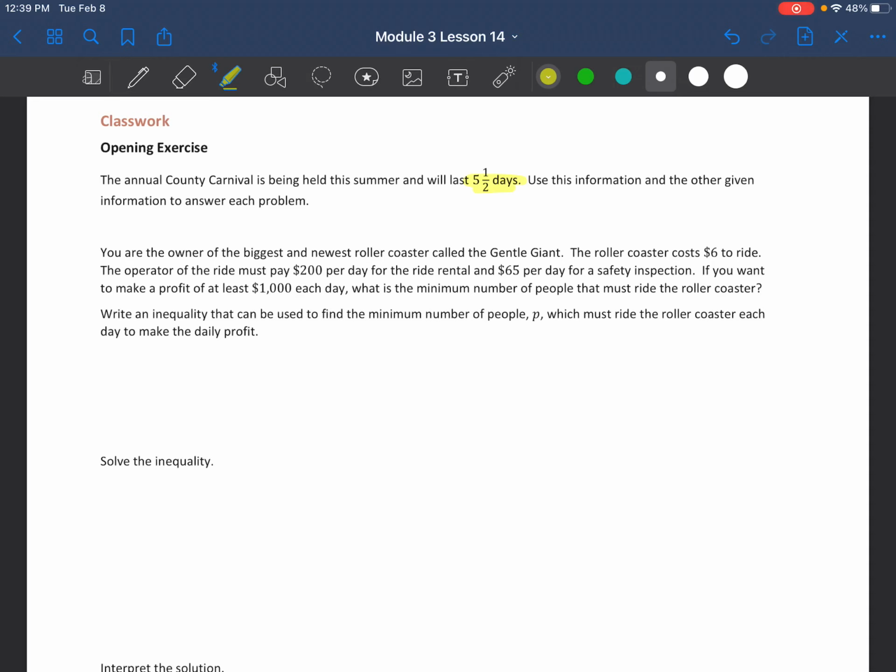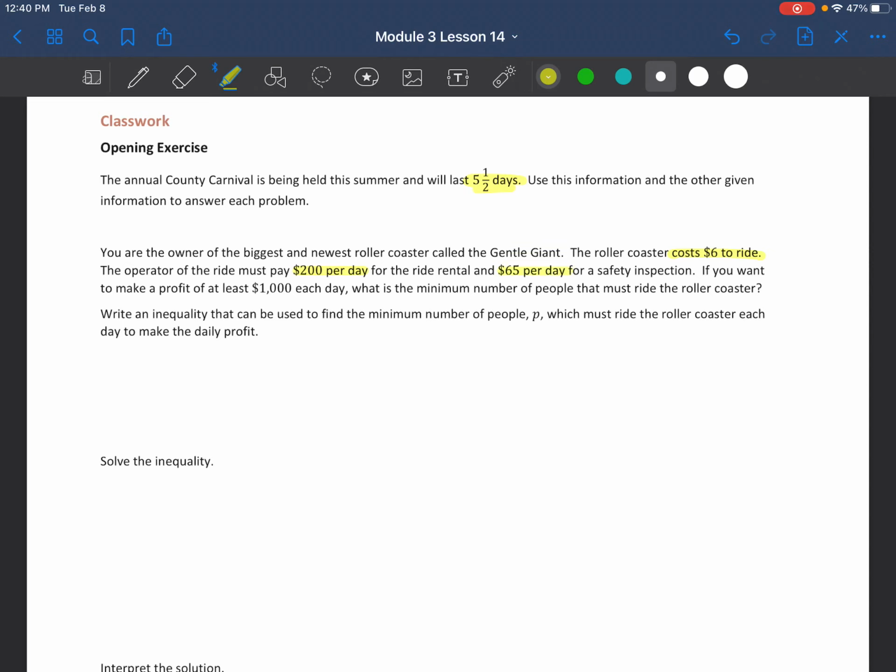You are the owner of the biggest and newest roller coaster called the Gentle Giant. The roller coaster costs $6 to ride, and the operator of the ride must pay $200 per day for the ride rental and $65 per day for a safety inspection. If you want to make a profit of at least $1,000 each day, what is the minimum number of people that must ride the roller coaster? Write an inequality that can be used to find the minimum number of people, we're going to call them P, which must ride the roller coaster each day to make the daily profit.